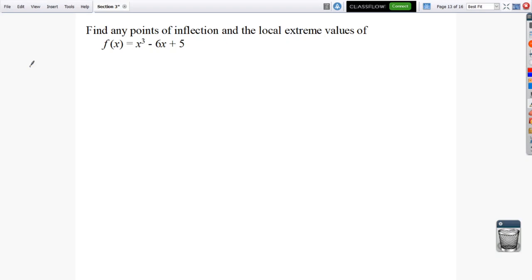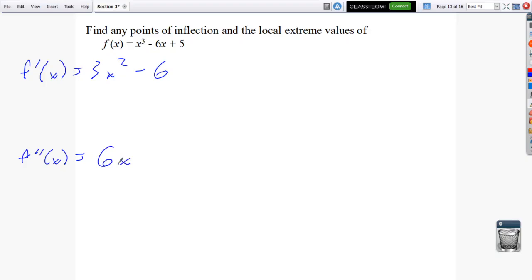So the first thing I'm going to do is calculate f prime of x and then f double prime of x. F prime of x is 3x squared minus 6. F double prime of x is 6x. The 6 differentiates out.